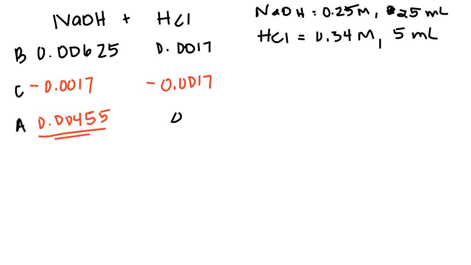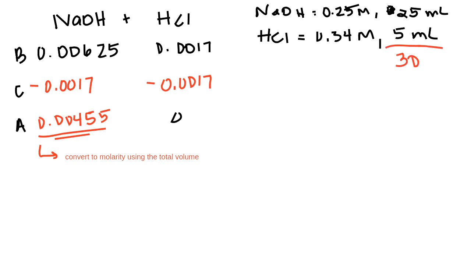Since we have our moles of base, we know that in order to find pH, we need to be in molarity. We need to be in a concentration. So we have to convert to molarity using the total volume. So our total volume here is 25 plus 5, so that's 30 milliliters.